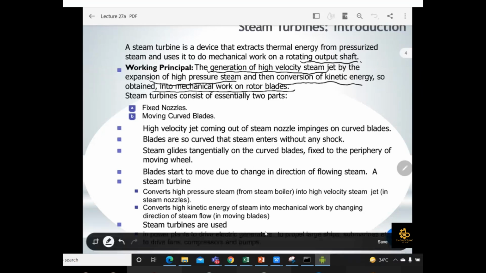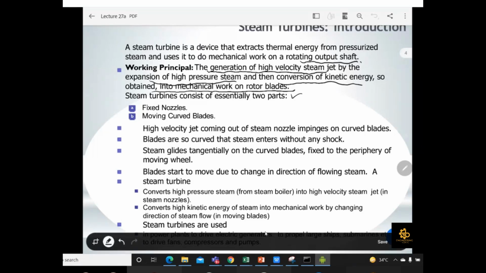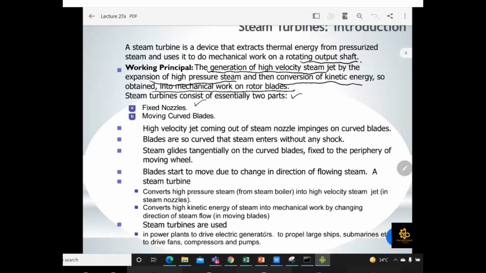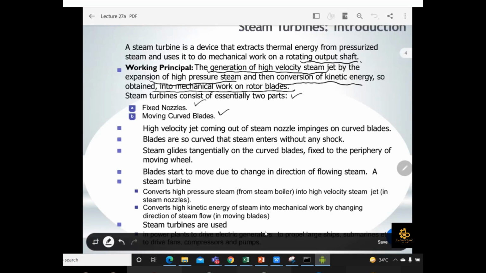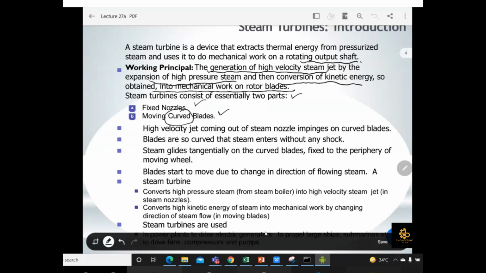Steam turbines basically consist of main parts. There are many parts of a steam turbine, but the main parts are the fixed nozzle and the moving curved blade. The important point here is the curved blade, because if we cannot make the blade curved, we cannot generate an impulse force, and then it will not result in the rotation of your blade.